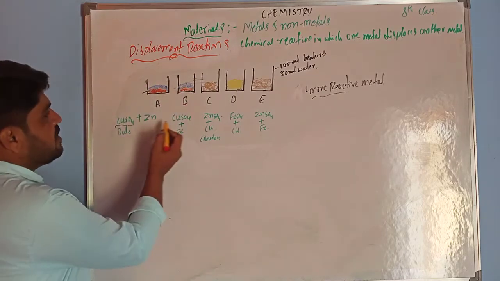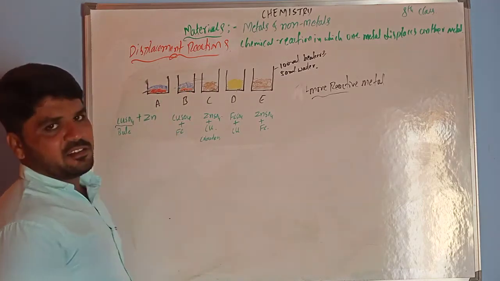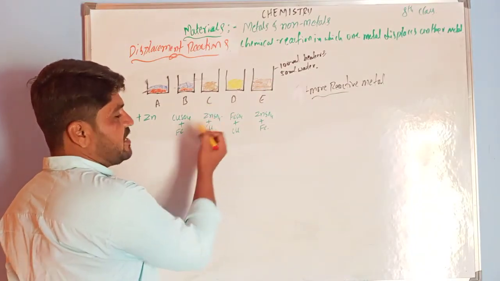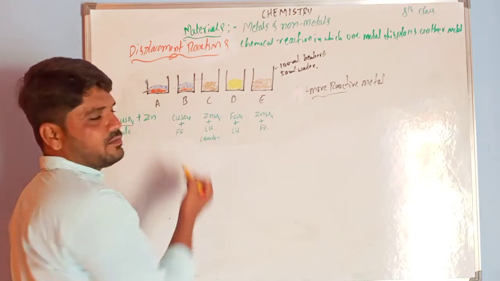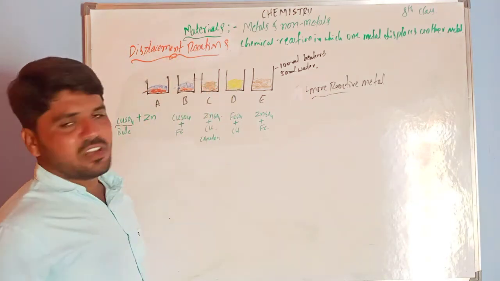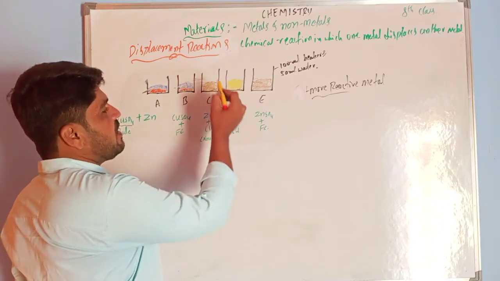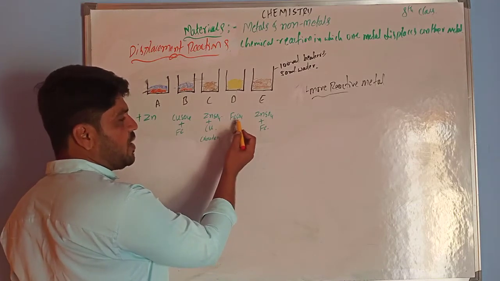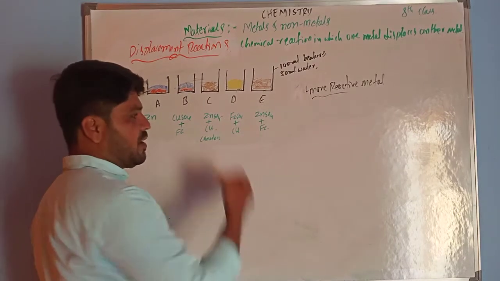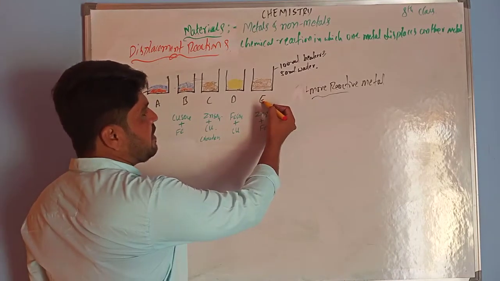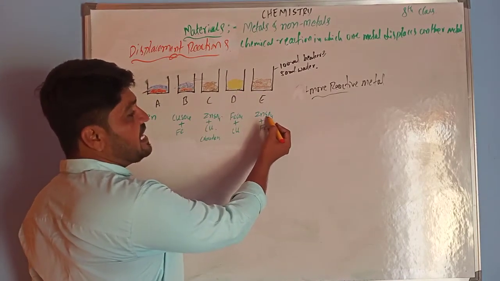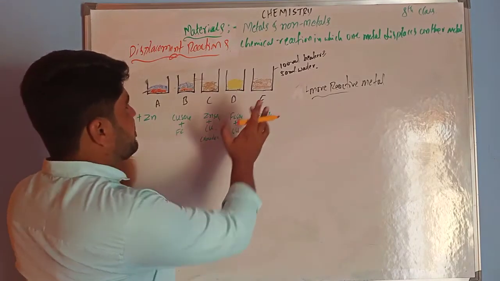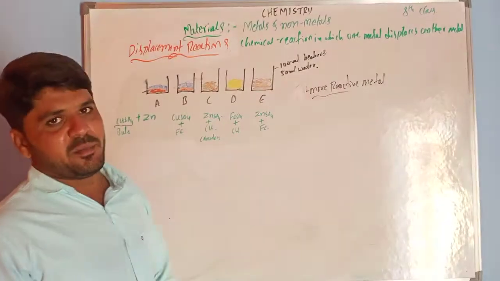Beaker B has copper sulfate plus iron. Fe is the symbol of iron. In C, zinc sulfate, ZnSO4, plus copper. This is a colorless solution. Beaker D contains FeSO4, iron sulfate, and copper. Then beaker E contains ZnSO4, zinc sulfate, and iron. So this is the setup of the experiment.